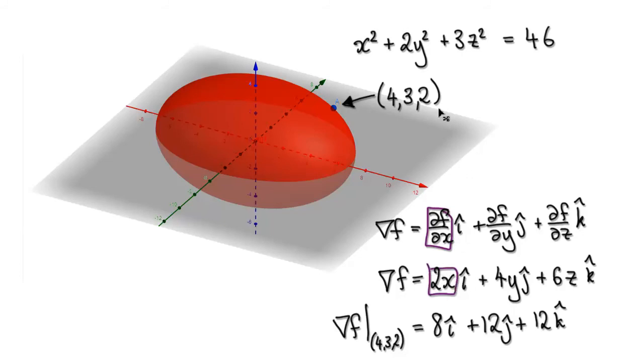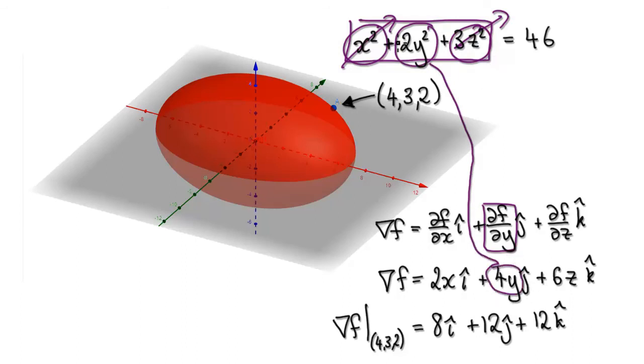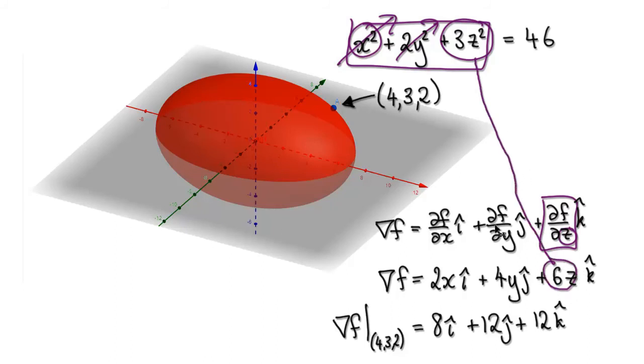And now looking at this whole thing again, take the partial derivative with respect to y. So this is going to be a constant. This is going to be a constant. Well, with respect to y, it would be 4y. And then looking at this whole thing again, take the partial derivative with respect to z. So this would be a constant. This would be a constant. So with respect to z, it would be 6z. So this is our grad f.